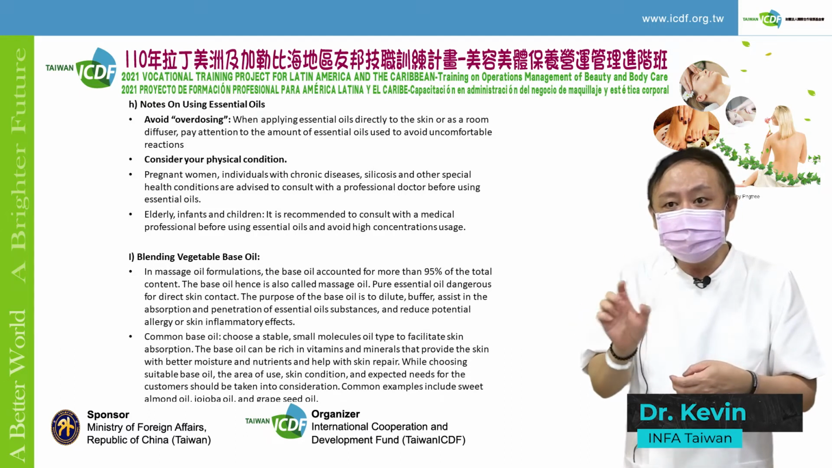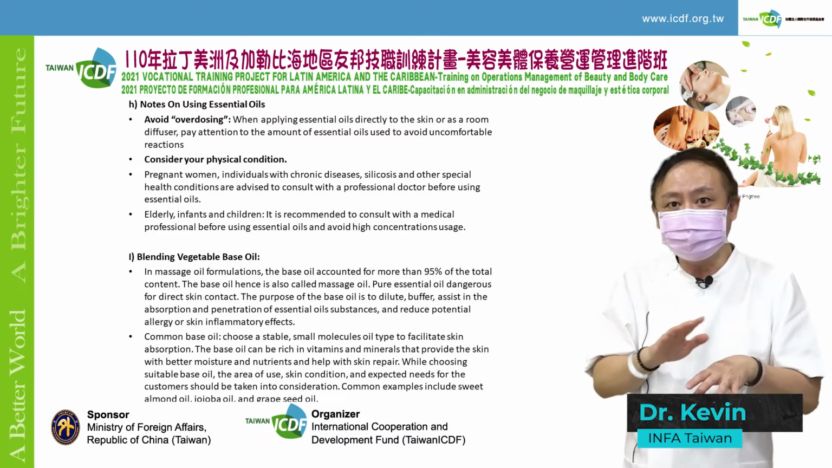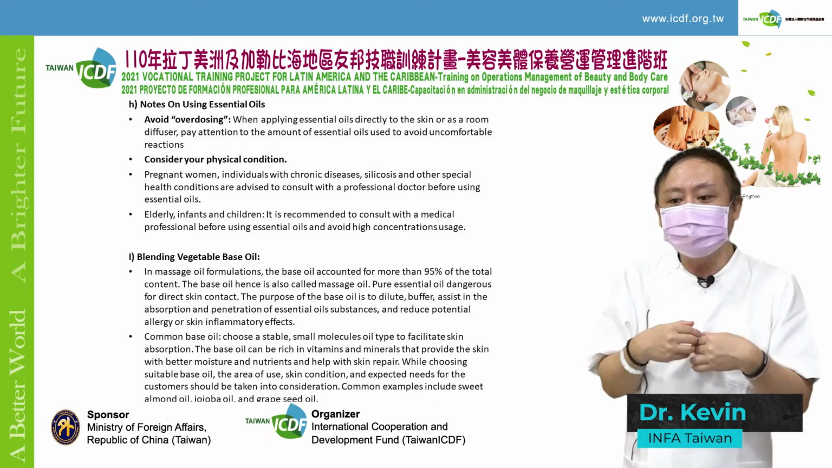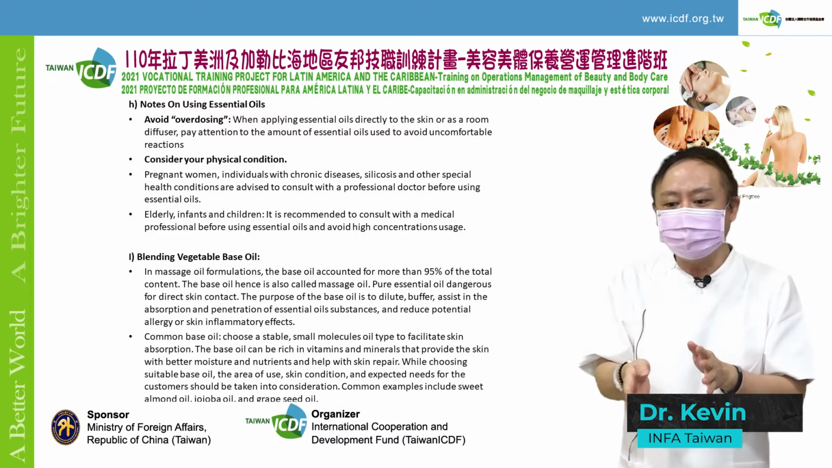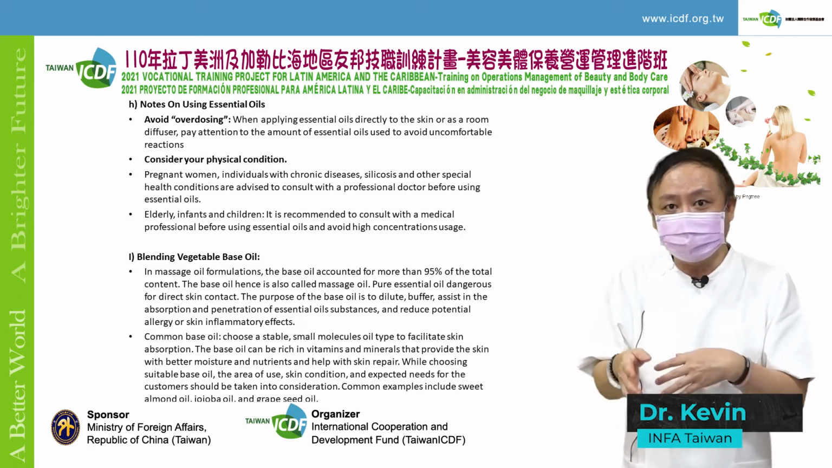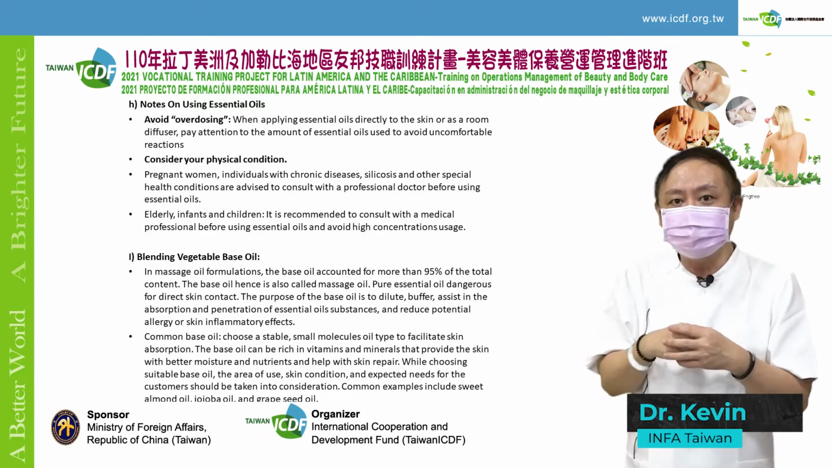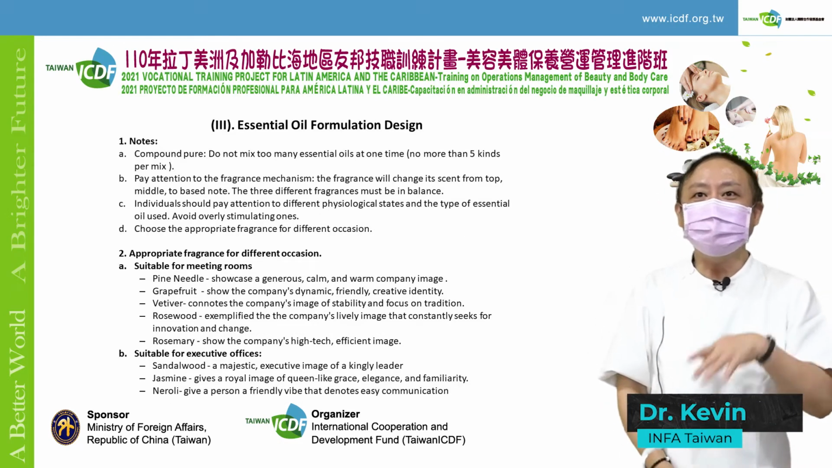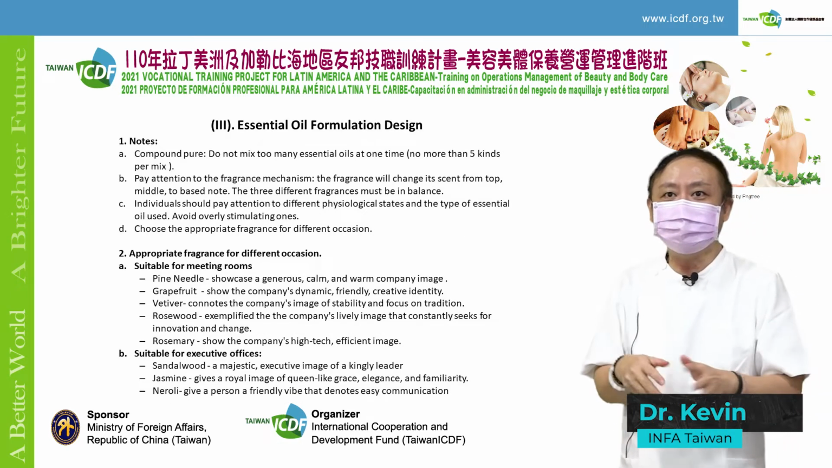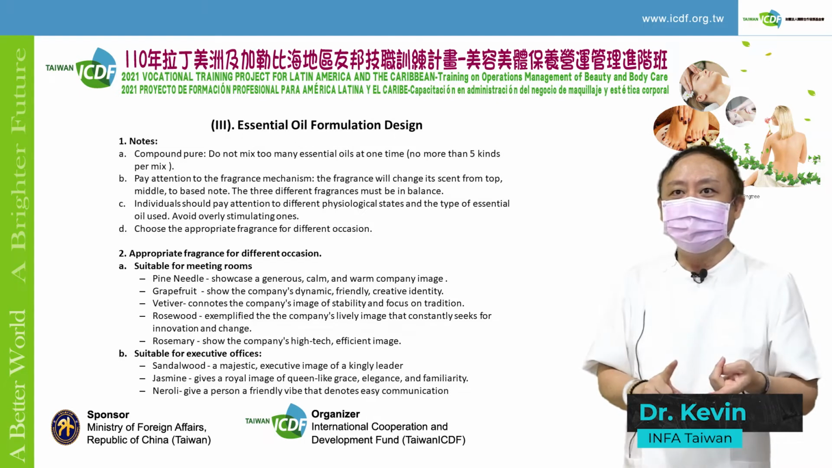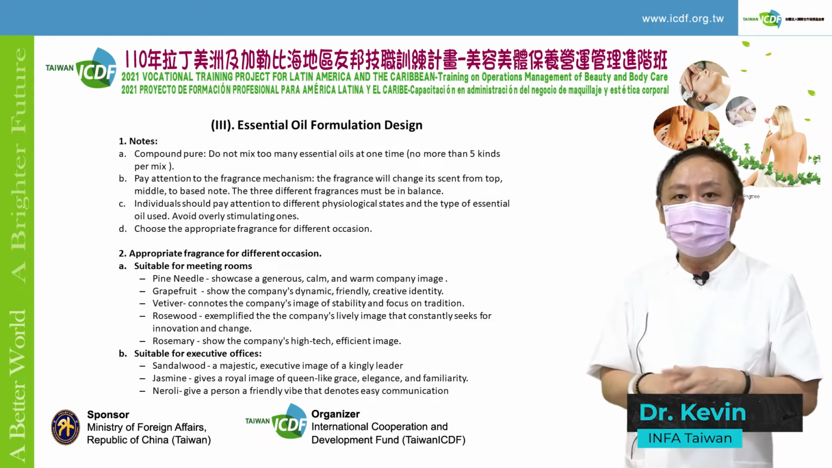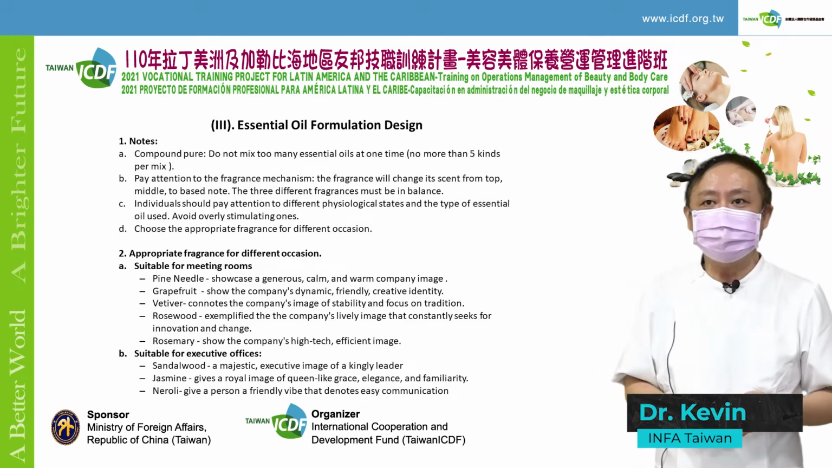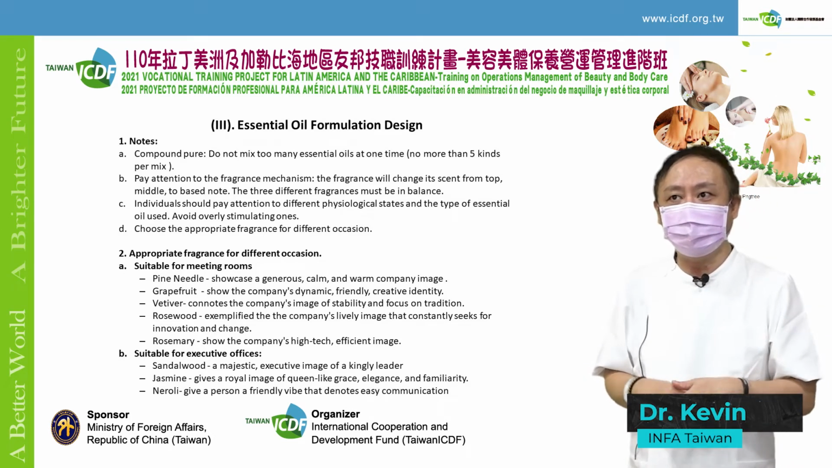So you have to really choose the essential oil based on the condition of the skin. You will also do different ratios as well. In order to design the essential oil formula, the compound, make sure you don't mix too many essential oils at a time, no more than 5. If you have more than 2 essential oils, it will be a compound oil. Make sure the scent will work well between top, middle, and base note. You also need to pay attention to different physiological statuses to choose the type of essential oil that's used. Also, choose the appropriate fragrance for different occasions.